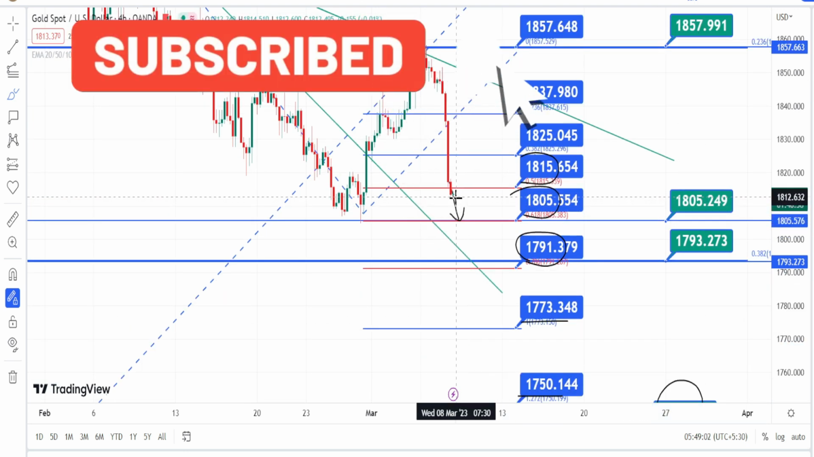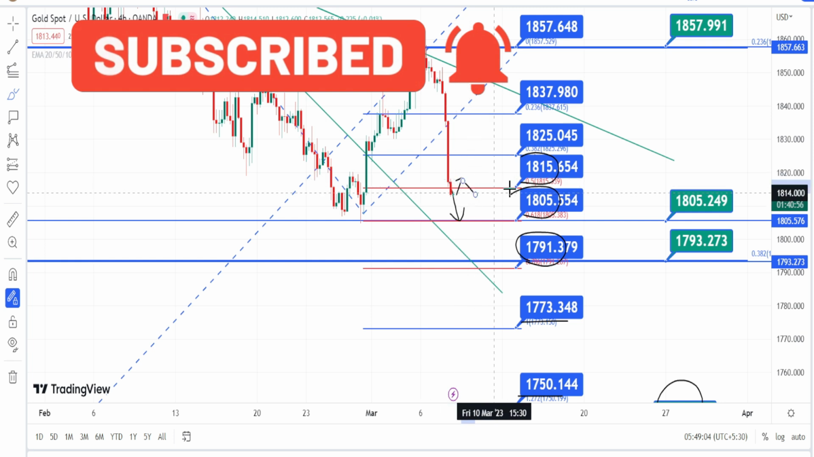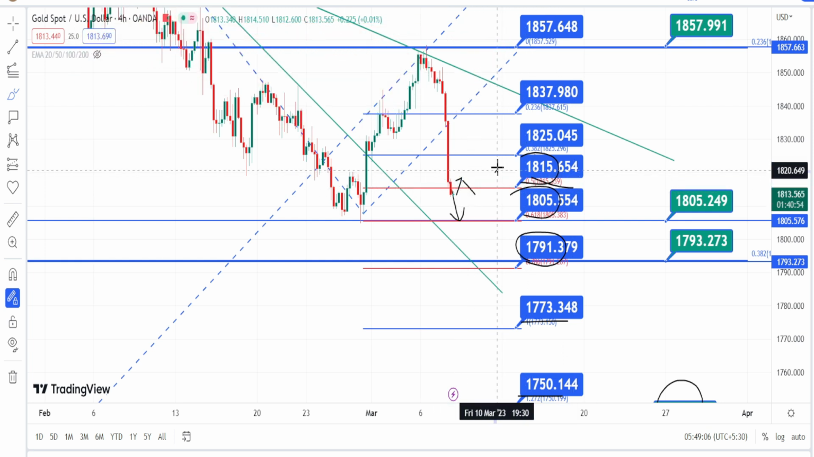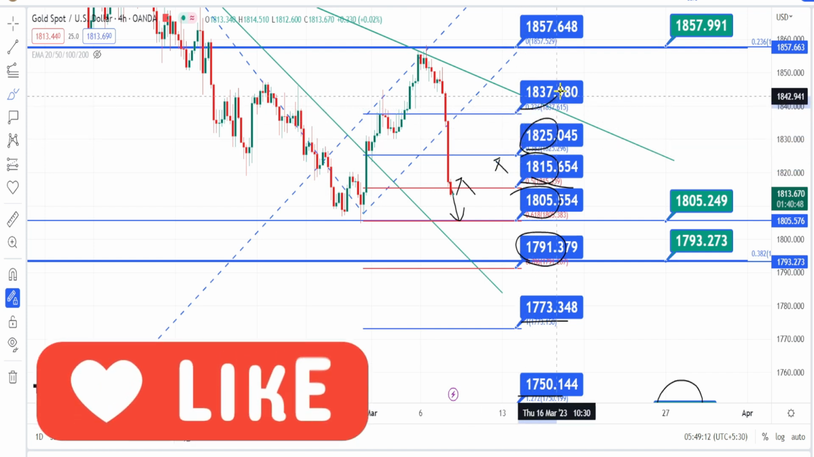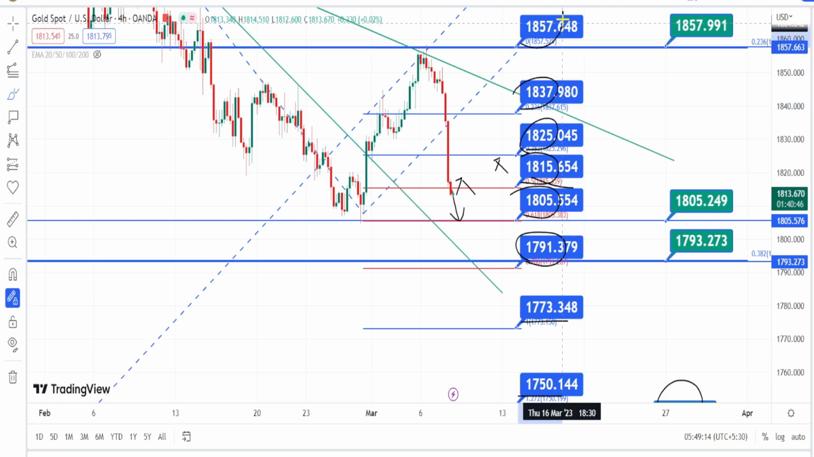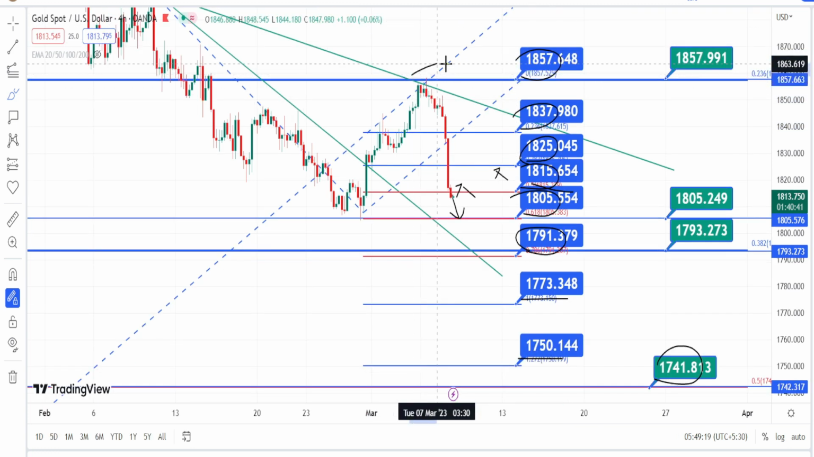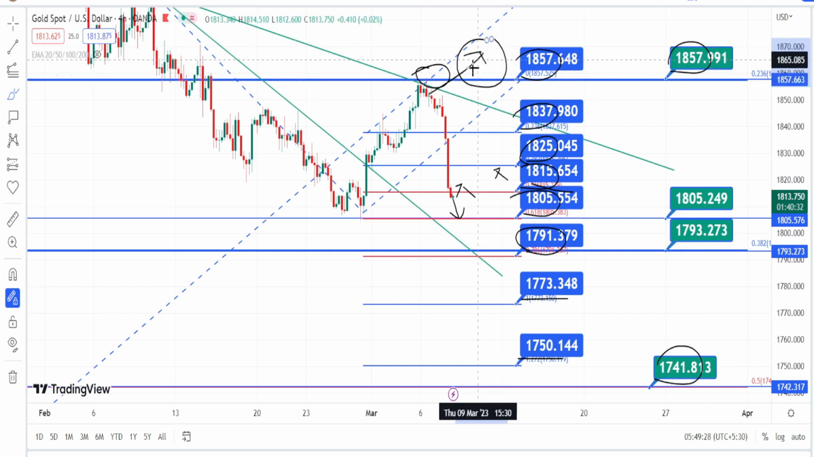And on the bullish side, if the price action breaks the resistance level of 1815 and continues its bullish side retracement, next level of resistance is going to be around 1825, 1837 and 1857. And only when the price action breaks the resistance level of 1857, it will be the start of the bullish side trend reversal in 4 hours time frame.